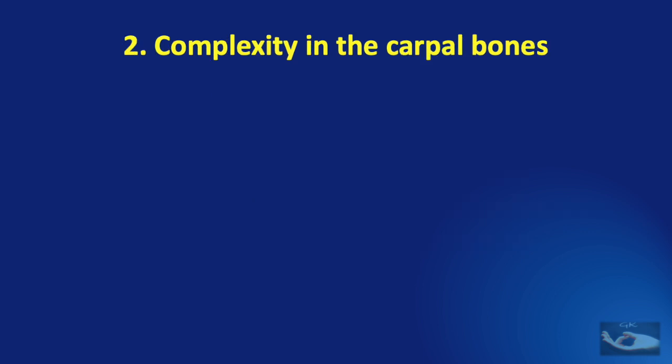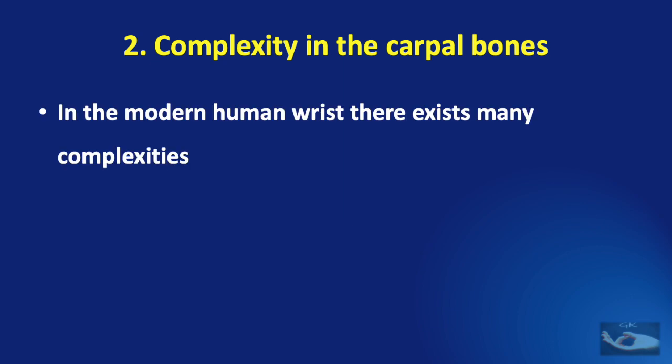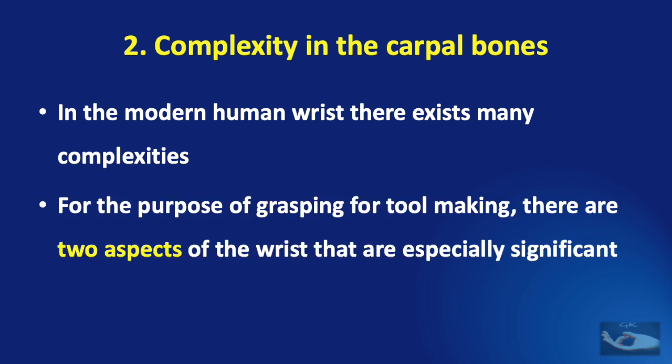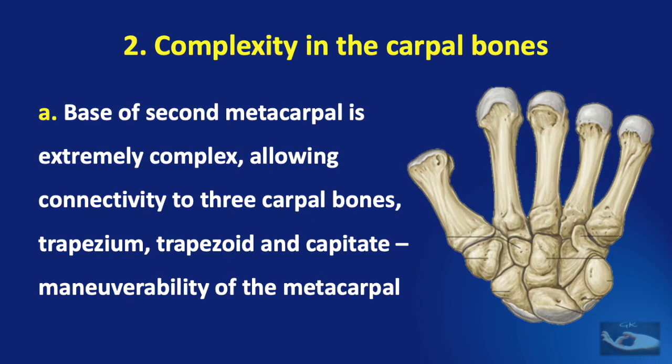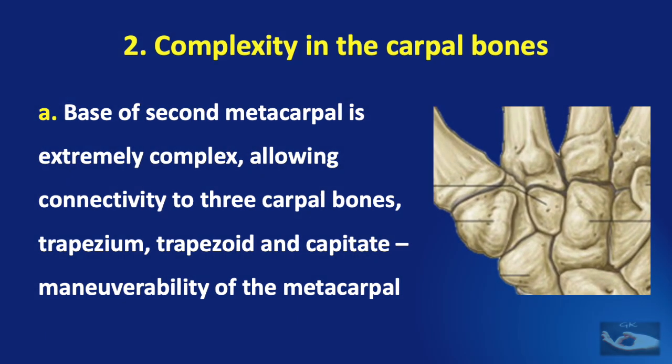The second important change that has been noted in the human hand is the complexity in carpal bones when compared to the other great apes. In the modern human wrist, there exist many complexities. For the purpose of grasping for tool making, there are two aspects of the wrist that are specially significant. The first point is that the base of the second metacarpal has become extremely complex, allowing connectivity to 3 carpal bones, the trapezium, trapezoid and the capitate, and this makes the second metacarpal very stable and also maneuverable.